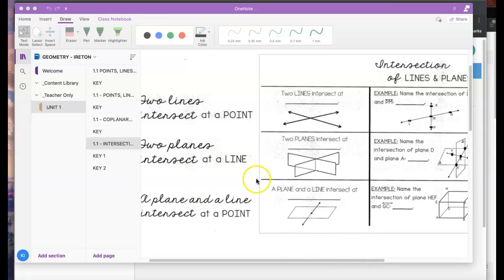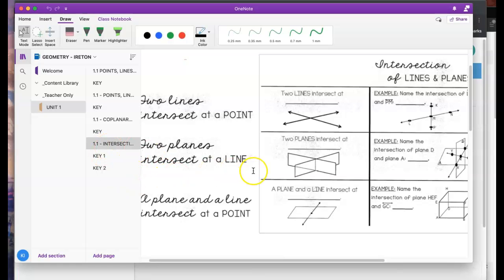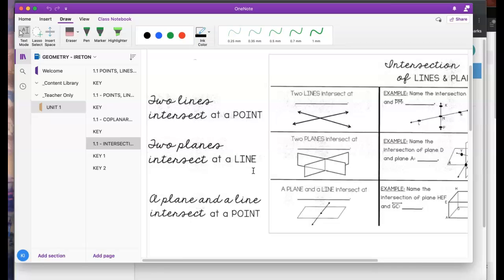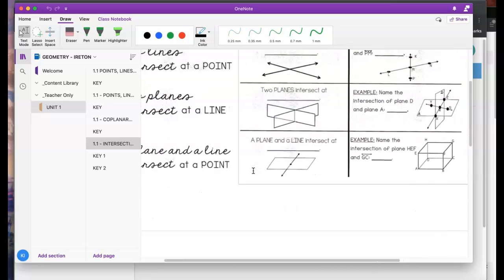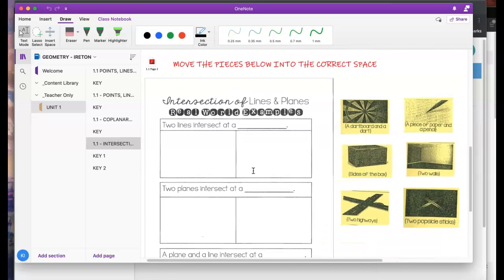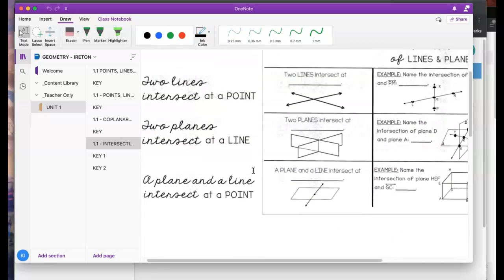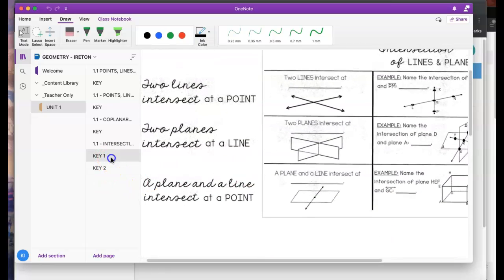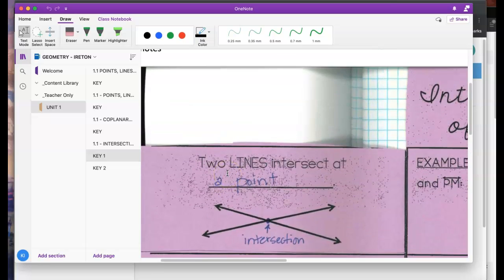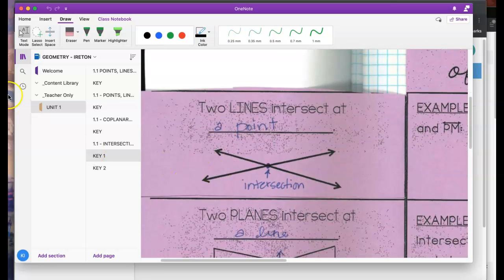All right, welcome back. Last video for this section 1.1. I'm going to push out this page to you in OneNote. It's going to look like this. It also has an activity down below that I'm going to want you to do on your own. We're just going to go over this part. I'll probably push out the key to you too, for those of you who don't have a stylus yet to write in this.